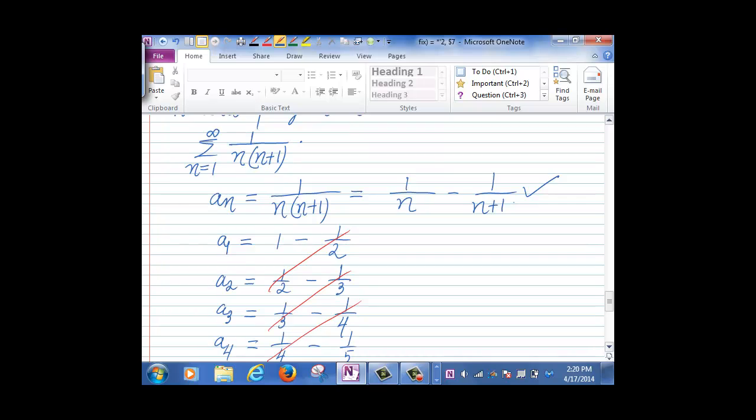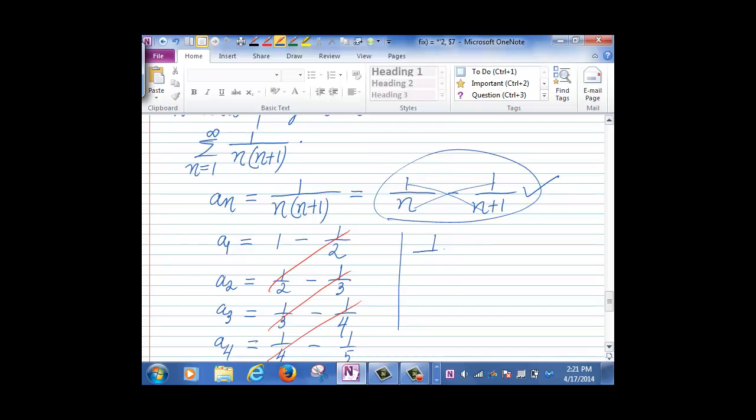Just notice the following. On the right hand side here, what's the common denominator? n times n plus 1, right? And then how would you add them? Well, it will be 1 times n plus 1 minus n times 1, right? Wouldn't you get 1 in the numerator if you subtract them? Is that making sense?